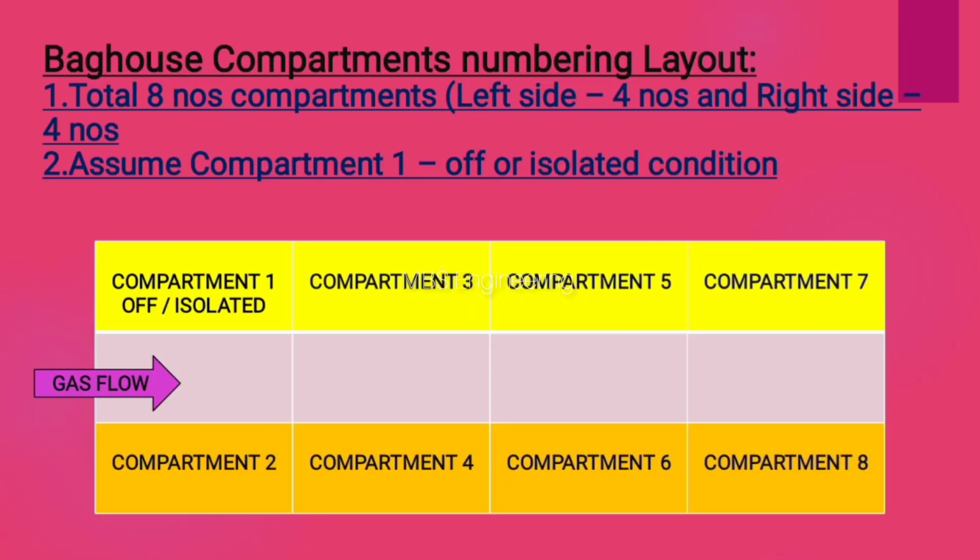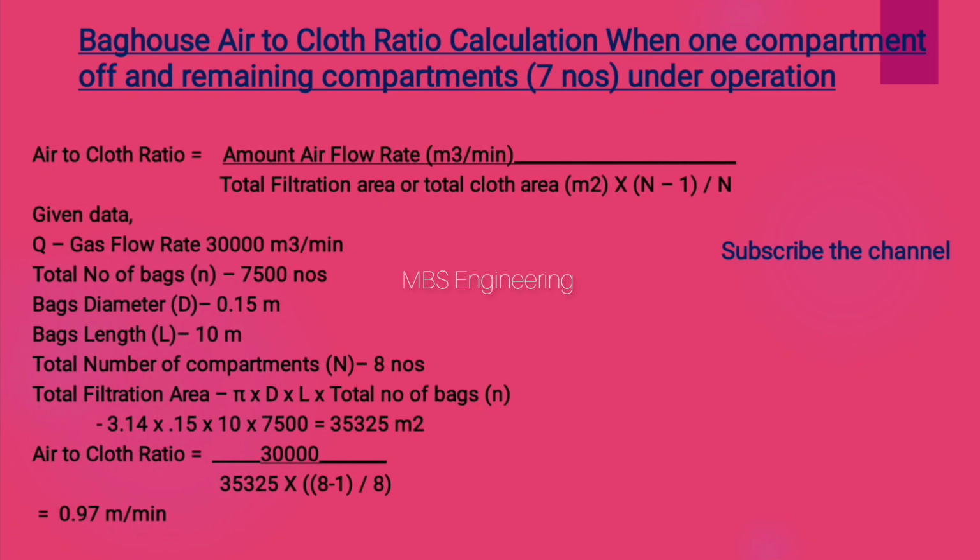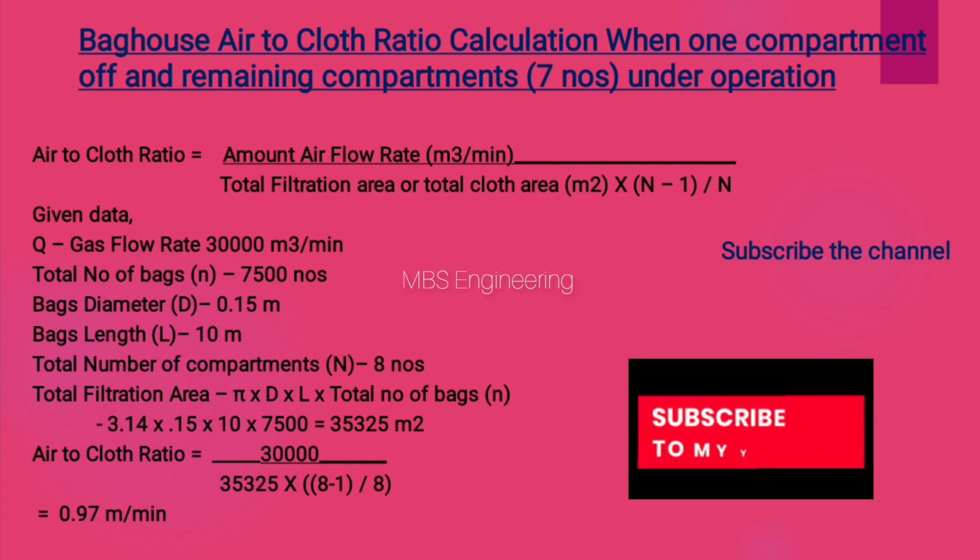Next, as per the below layout, the baghouse has a total of 8 compartments. This means the left side has 4 compartments, compartments 1, 3, 5, 7, and the right side has 4 compartments, compartments 2, 4, 6, 8. Assume compartment number 1 is off or isolated and the remaining 7 compartments are in operation. Then what is the air to cloth ratio for this condition? Assume when one compartment is off or isolated and the remaining compartments are under operation. What is the air to cloth ratio for this condition?